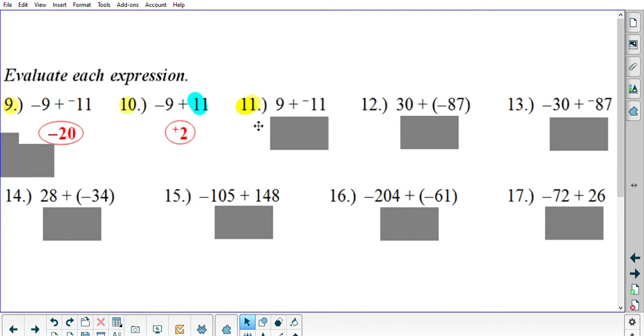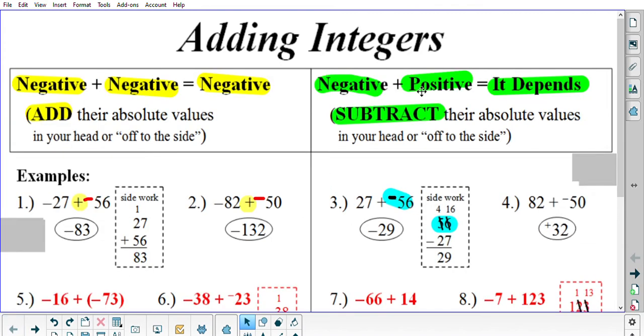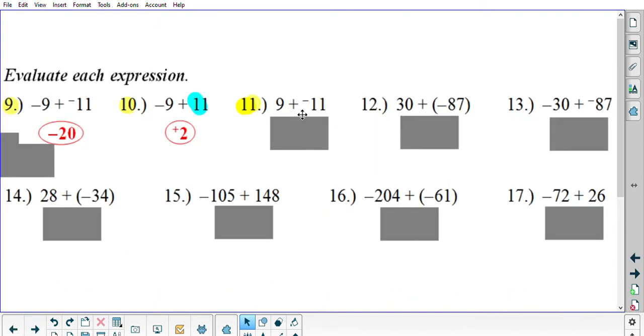Problem number 11. We have a positive and a negative, kind of like number 10. The only difference is I switched which number was positive and which number was negative, didn't I? But again, since the one number is positive, the other number is negative, they're different signs, you're going to find the difference. You're going to subtract, like I have highlighted in green. And so, again, 11 take away 9 would be 2. Will it be positive or will it be negative this time?